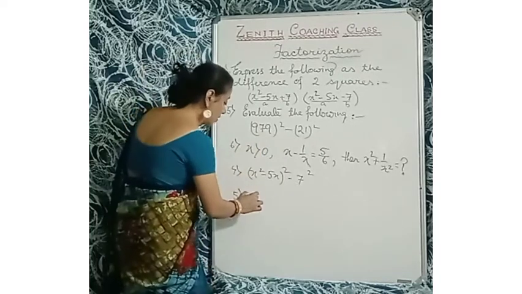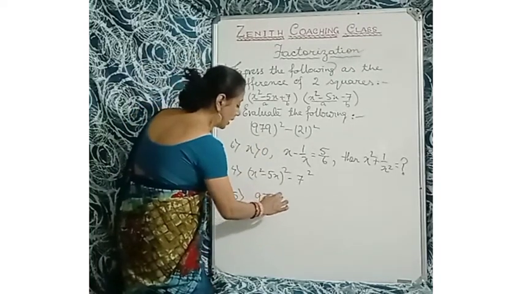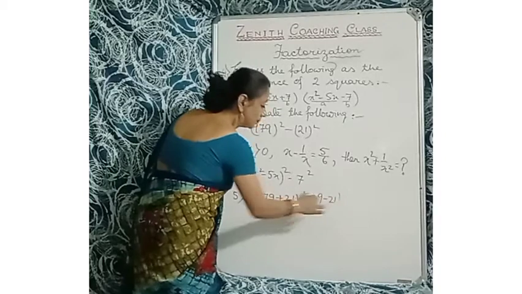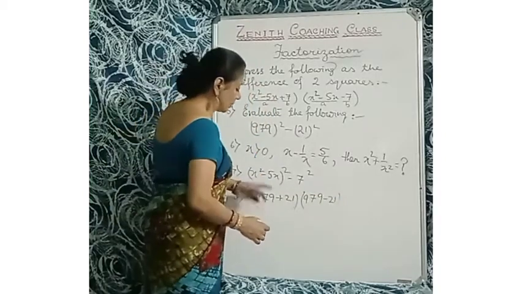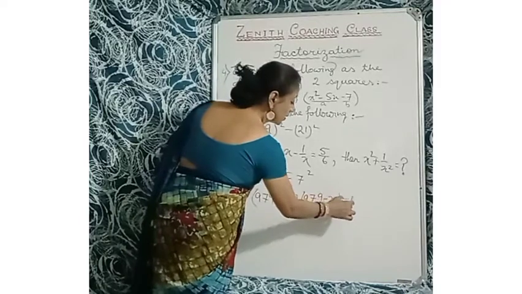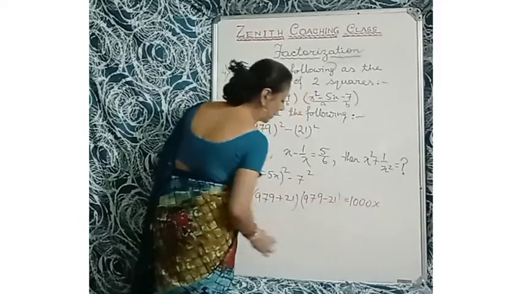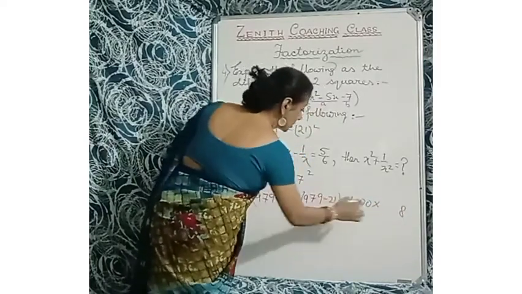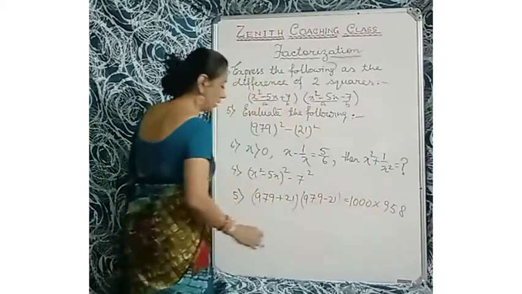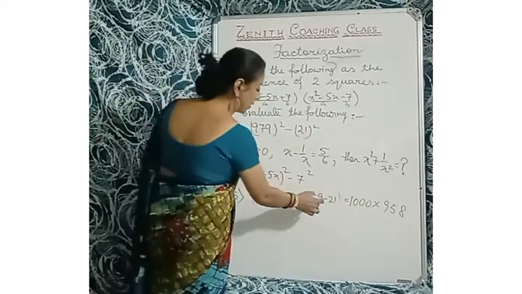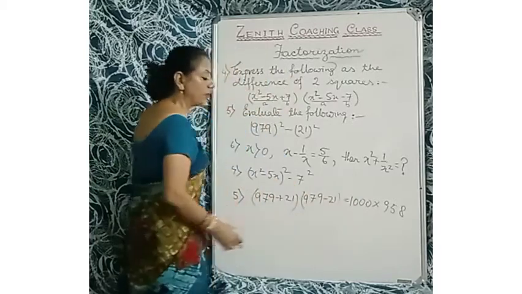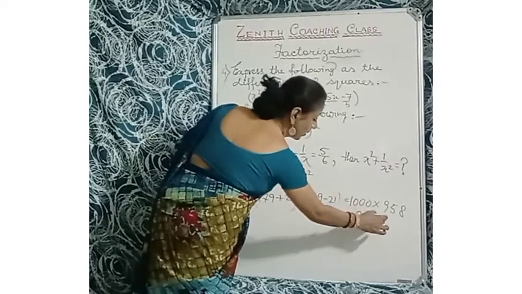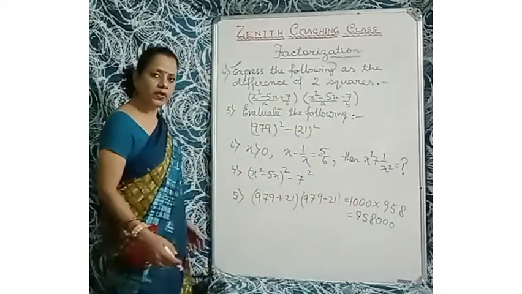I am not writing the question. So that is a plus b multiplied by a minus b. That is 979 plus 21, which means 1000, multiplied by 979 minus 21. 979 minus 21 is 958. So 1000 multiplied by 958, you have to write 958000. That is the answer. So easy sum.